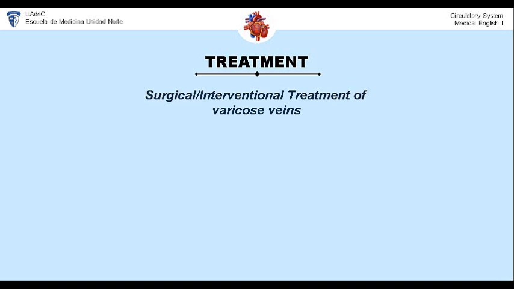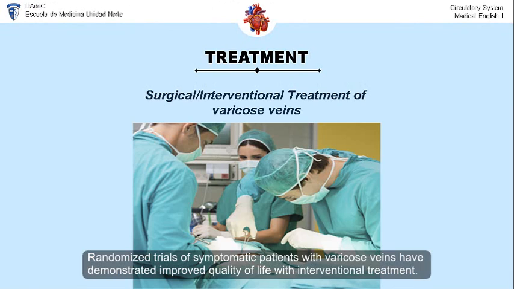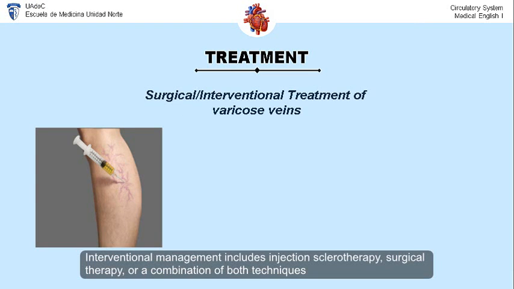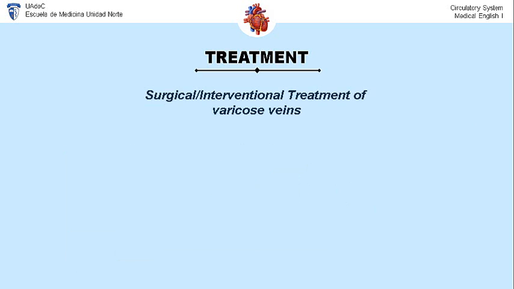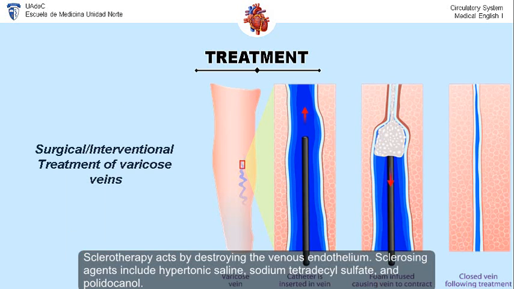Surgical interventional treatment of varicose veins. Randomized trials of symptomatic patients with varicose veins have demonstrated improved quality of life with interventional treatment. Interventional management includes injection sclerotherapy, surgical therapy, or a combination of both techniques. Sclerotherapy acts by destroying the venous endothelium. Sclerosing agents include hypertonic saline, sodium tetradecyl sulfate, and polidocanol.